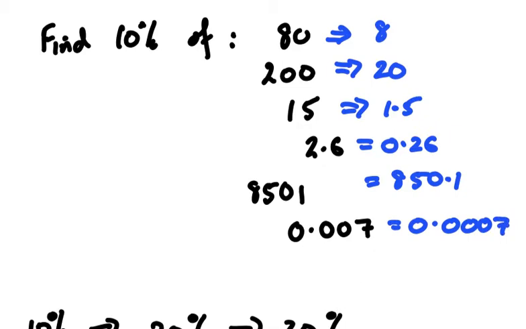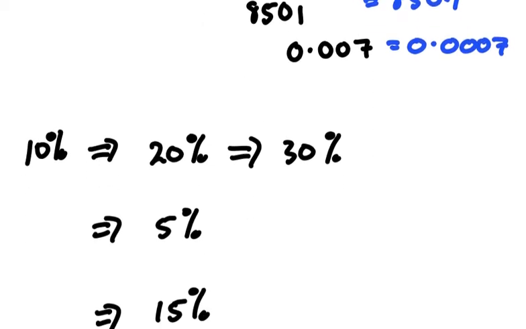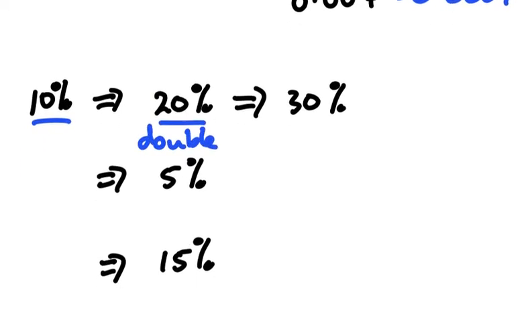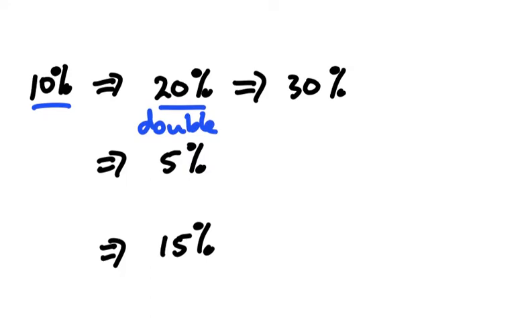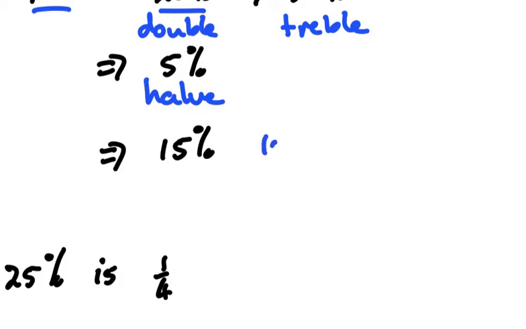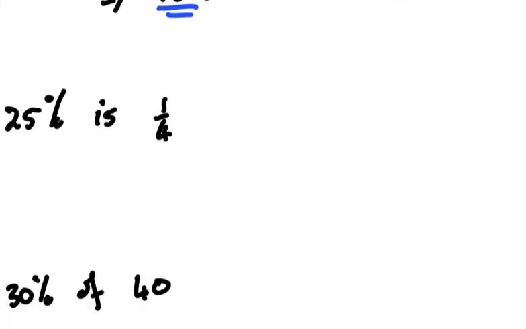So that's finding 10%. If you can find 10% of a number, you can find 20% by doubling it. So you find the 10% and you double it. And 30%, you treble the 10%. So just times it by 3. 5%, you would halve the 10%. And for 15, you would find 10% and 5% together. Add them together, you'll get 15%. If you're asked to find 25%, that's just a quarter of the number.